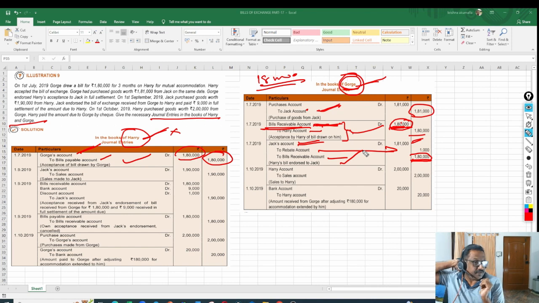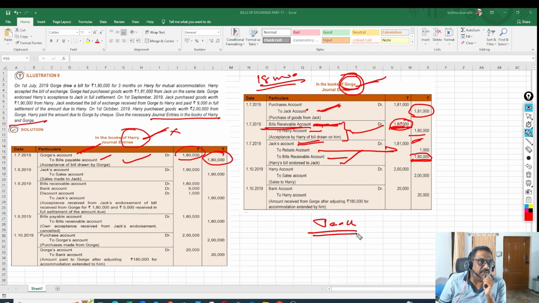Right. On 1st September 2019, Jack purchased goods worth 1,90,000 from Harry. Jack purchased. There is a Jack again here, a third party. This guy purchased goods from Harry. So what is Harry supposed to write? Jack has purchased goods worth 1,90,000 from Harry. So what entry are we supposed to write here? 1,90,000 worth of goods, Harry sold to Jack.